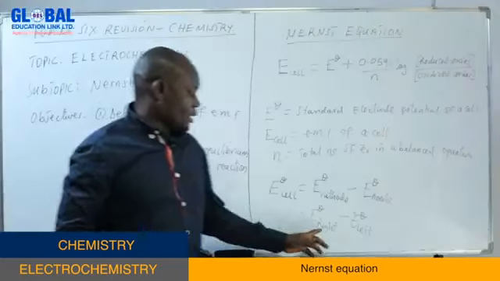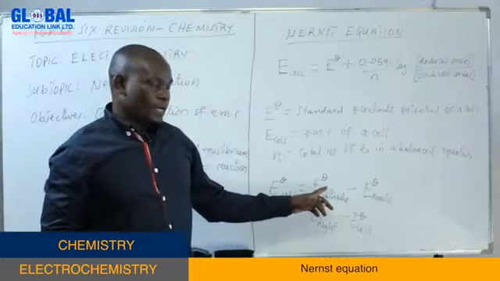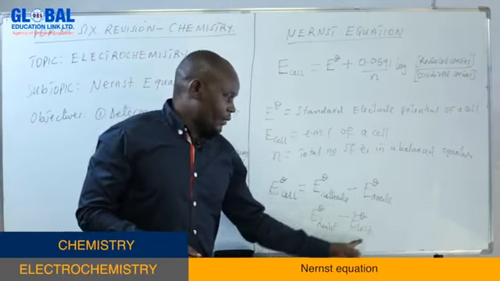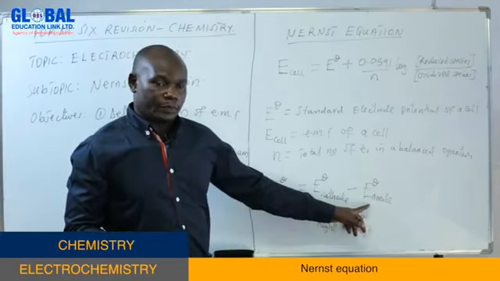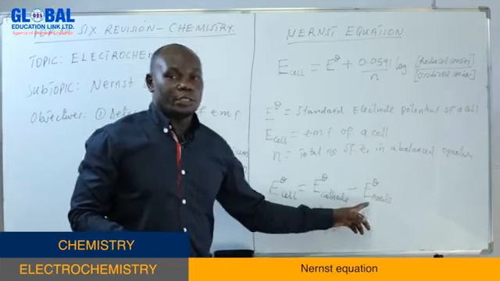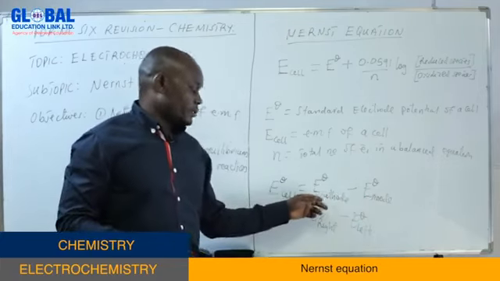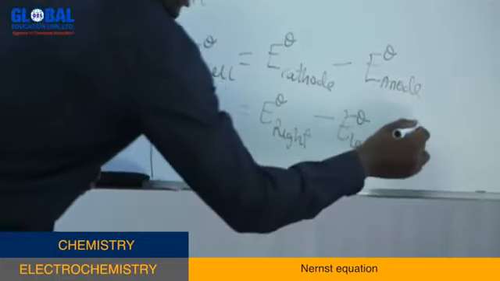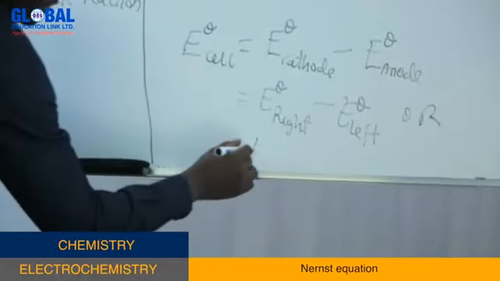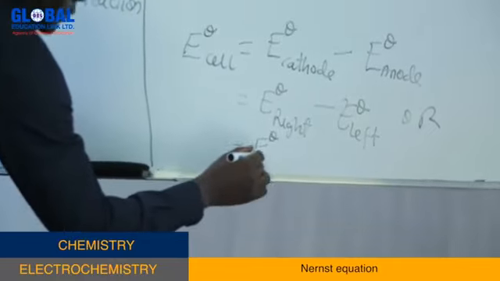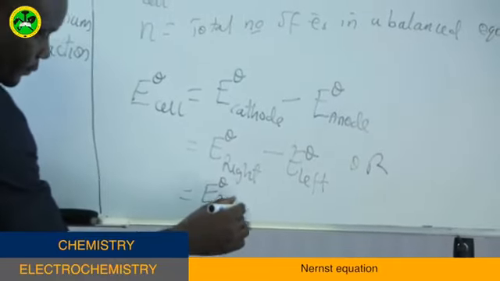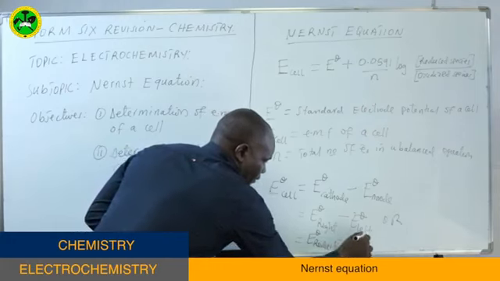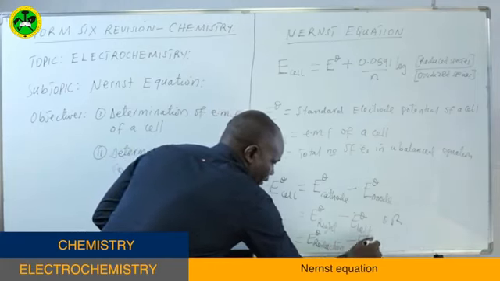On the right side is where the cathode is placed in that cell, and on the left side is where the anode is placed. At the anode is where oxidation takes place, and at the cathode is where reduction takes place. So you can write this equation as E reduction minus E oxidation.